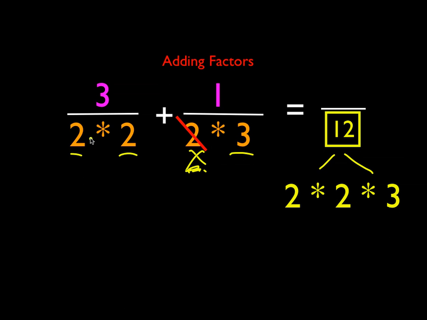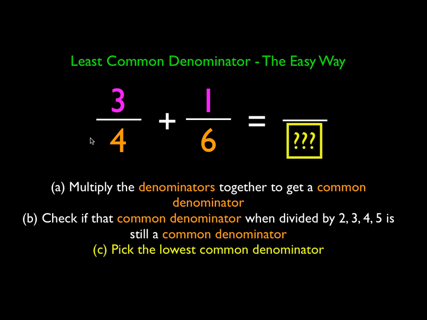So adding each factor once for each fraction is the way you get straight to the least common denominator. But that's a little tough. So that is the official way to do it. And now I'm going to teach you the easy way. So here's the easy way.